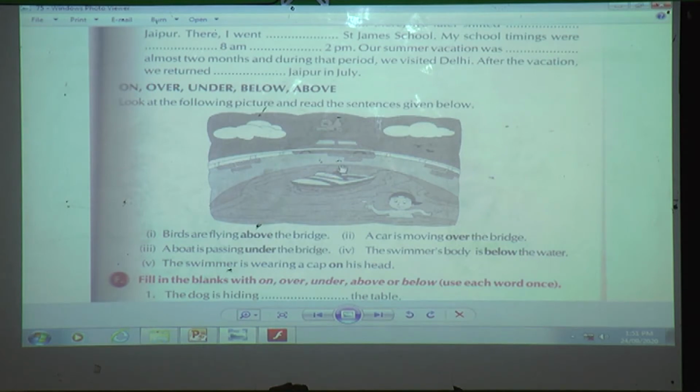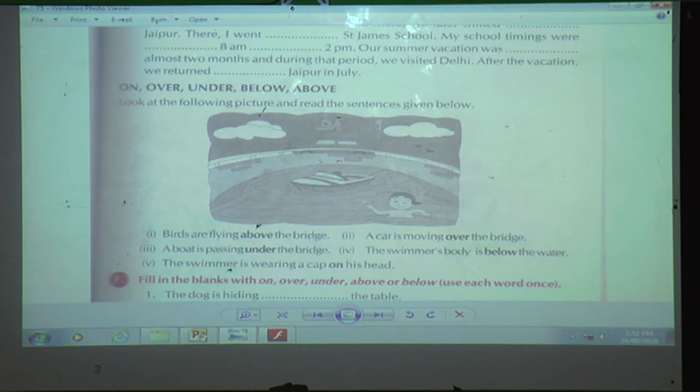Yes. Next. Now here what you can see? A car is there. The car is moving over the bridge. Okay. Now a boat. Where is the boat? Yes, it is passing under the bridge. This is the bridge and this is under the bridge. Now swimmer's body. Can you see his full body? No, his half of the body is where? It is below the water. Only half of him, from chest to head, we can see. Okay, so his half part where it is? Below the water. We can see the fishes also below the water.